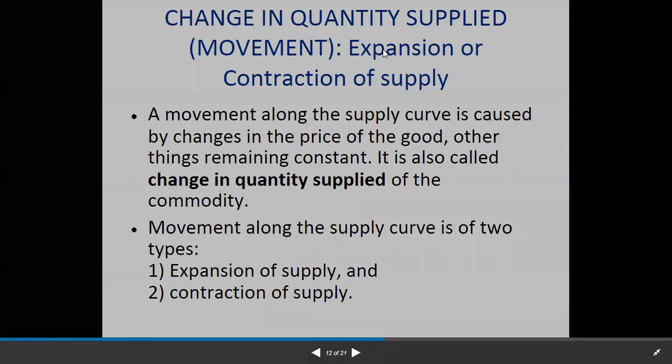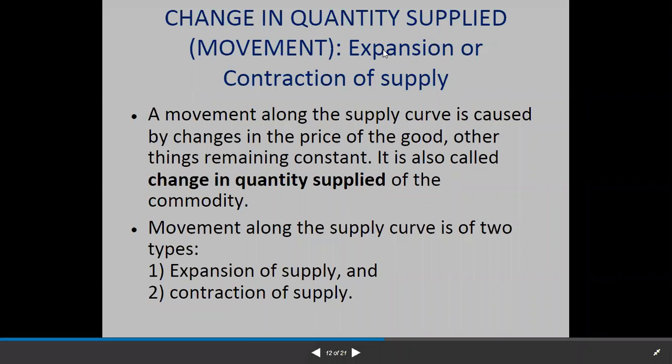Now we will discuss change in quantity supplied, expansion or contraction in the supply. What is this? A movement along the supply curve is caused by changes in the price of a good, other things remaining constant. It is also called change in quantity supplied of the commodity. Movement along the supply curve is of two types: expansion of supply and contraction of supply.